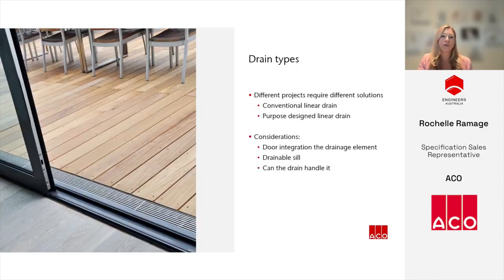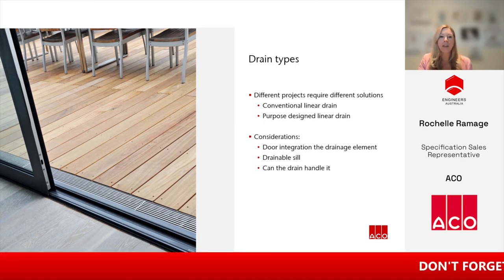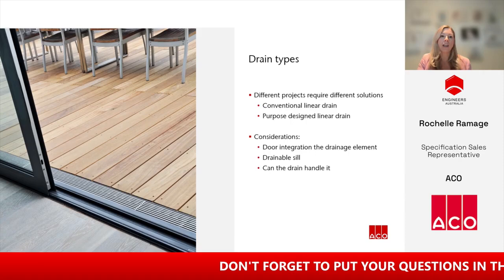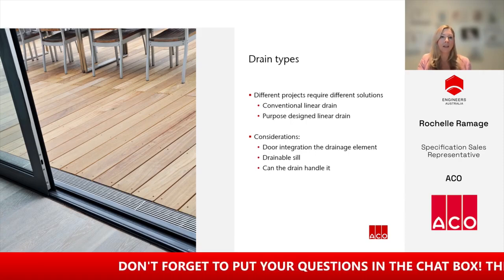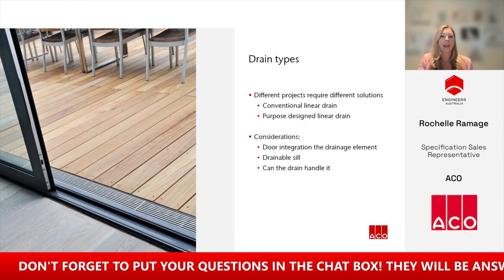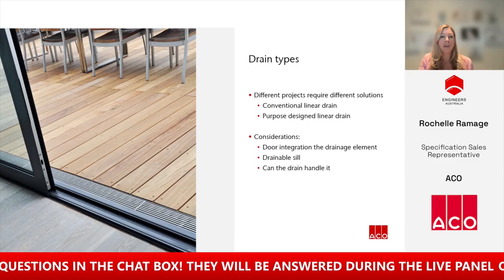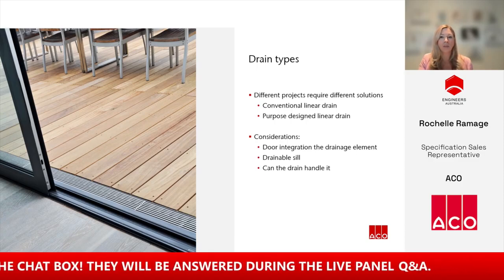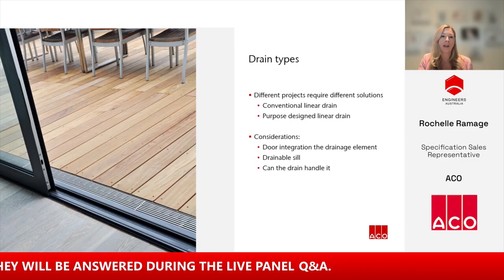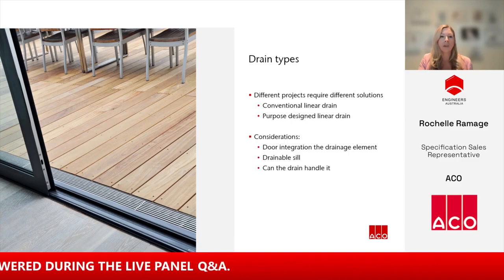Now let's focus on the threshold drain itself. No two projects are the same, and the threshold drain needs to cater to the door type, the slab depth, and the waterproofing detail. Sometimes a conventional linear drain is fine. Other times you're going to need a purpose-designed threshold drain that interfaces directly with the door track. Key considerations will include how the door integrates with the drainage element, whether the sill is drainable, and whether the drain can actually handle the expected flow. Remembering, this is wind-driven rain, not catchment or roof runoff. Once you answer those questions, the right product becomes obvious.